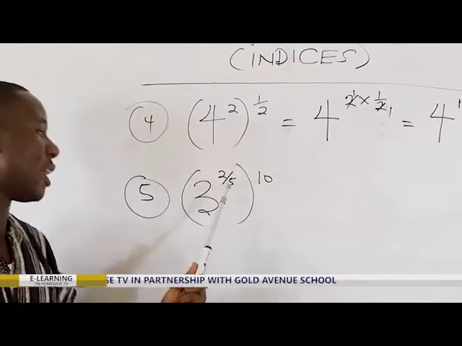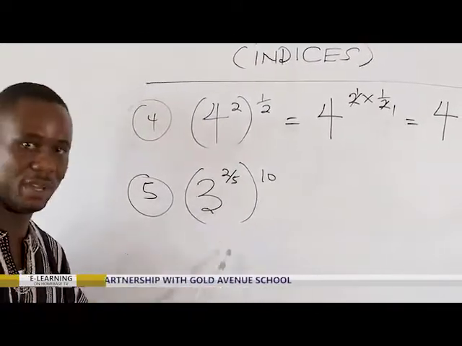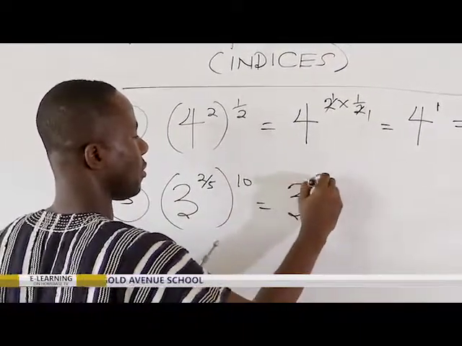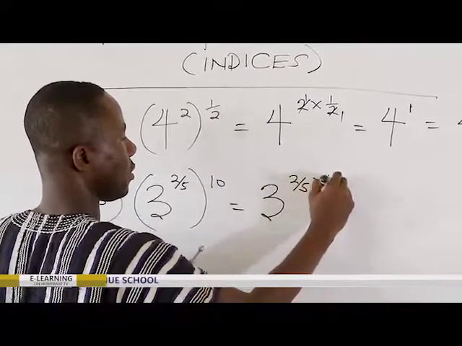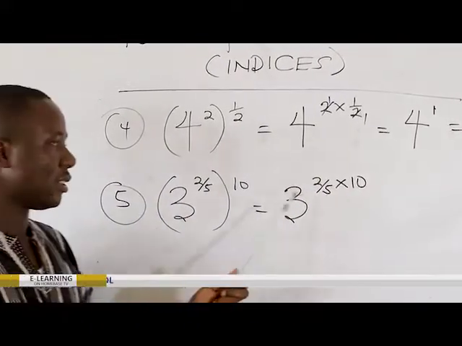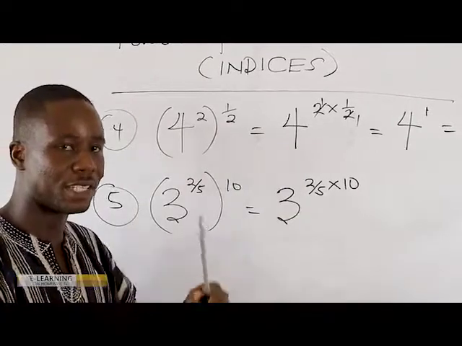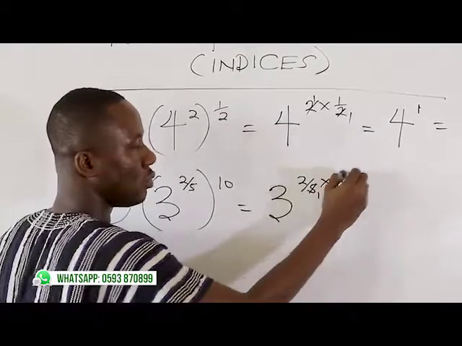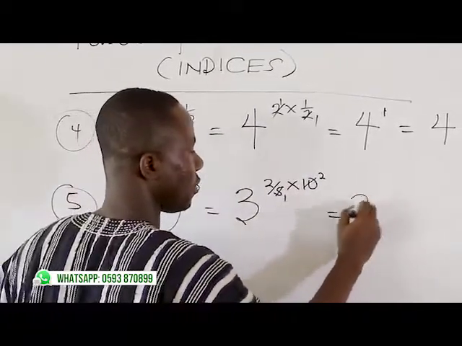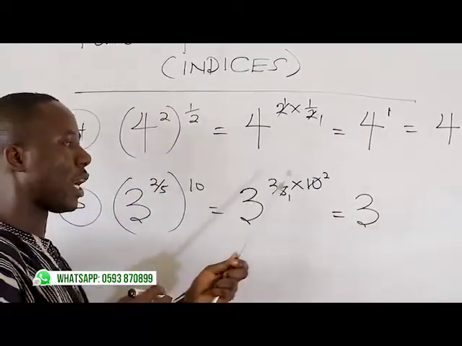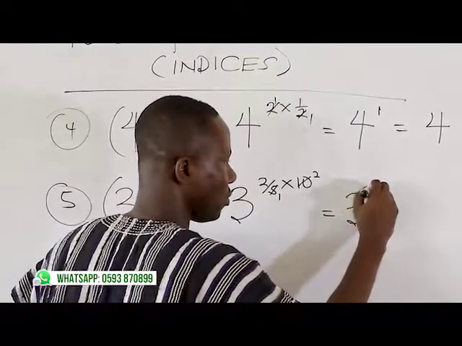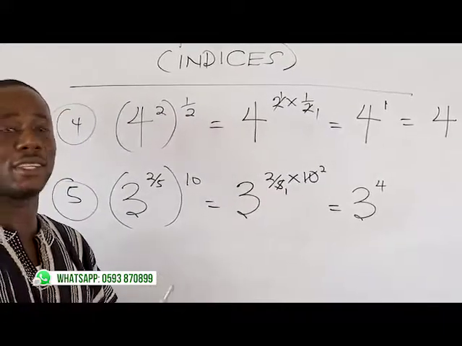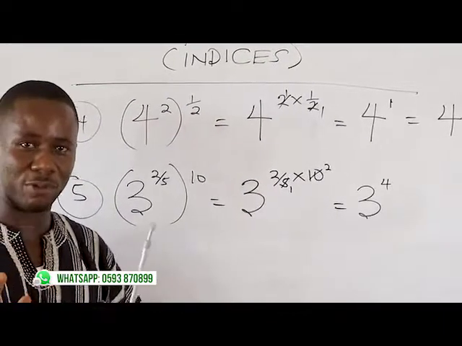It's simple. Exponent multiplied by exponent. So the method of cancellation can be applied here. 5 into 5 once, and into 10, 2. That will be 2 times 2, 4. I hope you are following.